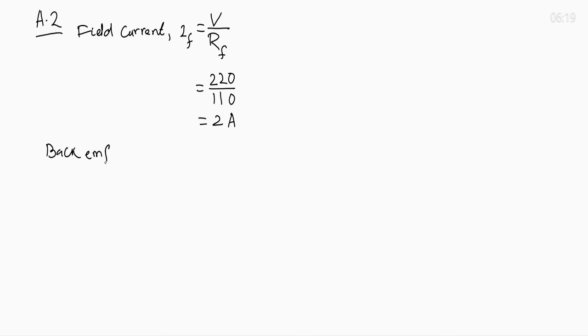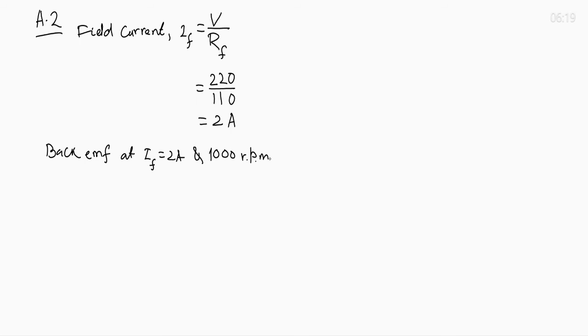First of all, the supply voltage V is 220 volt and field resistance is 110 ohm. So what is the field current? Field current IF is V, the supply voltage, by field resistance RF. Supply voltage is 220 volt, RF is 110 ohm, so field current is 2 ampere. What is the back EMF? Back EMF at IF equals 2 ampere and 1000 rpm is determined from the magnetization curve.